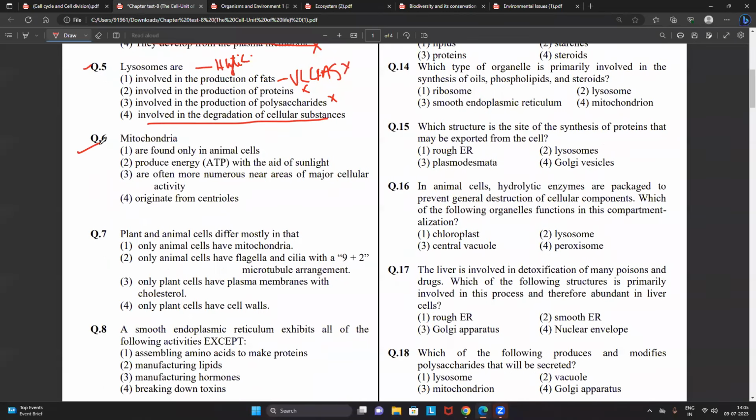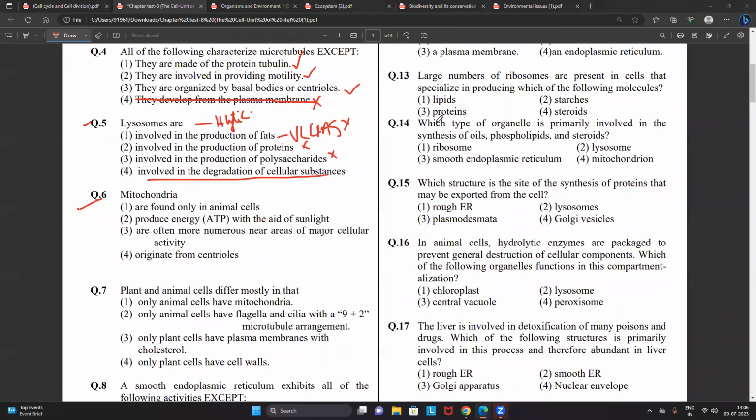Then question number 6, mitochondria. Think and answer, friends. Please don't get confused, okay? Question number 6. See, they are found only in the animal cell. Right. Then look into the option. That is wrong, right? Because mitochondria are present in the plant also, and in the animal also. Produce energy ATP with the aid of sunlight. That is wrong. Often more numerous near the areas of major cellular activity.